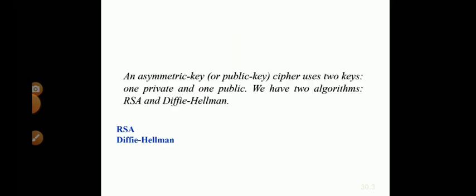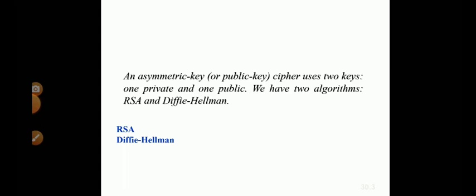Before entering into the concept of RSA, we must know what an asymmetric key is. We have two kinds of keys, symmetric keys and asymmetric keys. Symmetric key means both the sender side and the receiver side use the same key. Asymmetric key means we are using two keys, called the public key and the private key. RSA is an asymmetric key encryption algorithm.